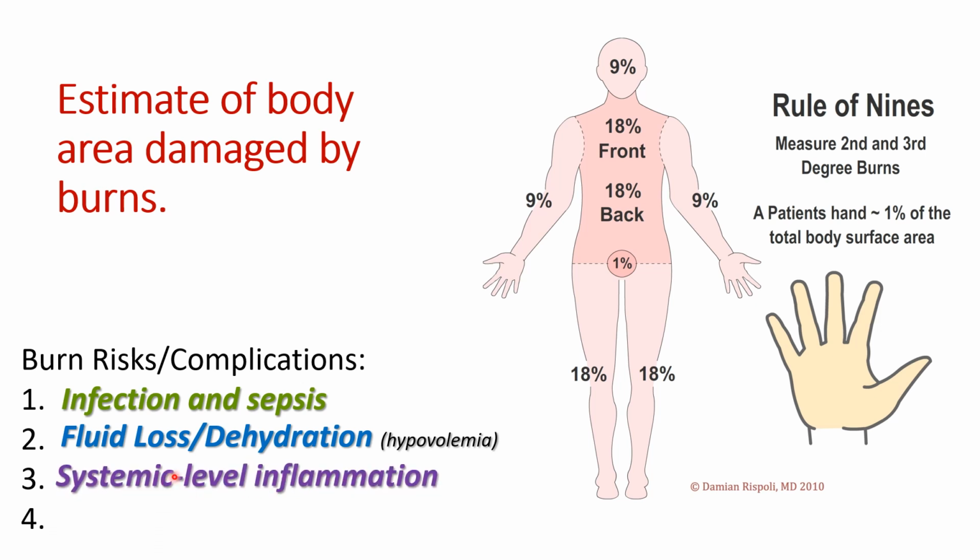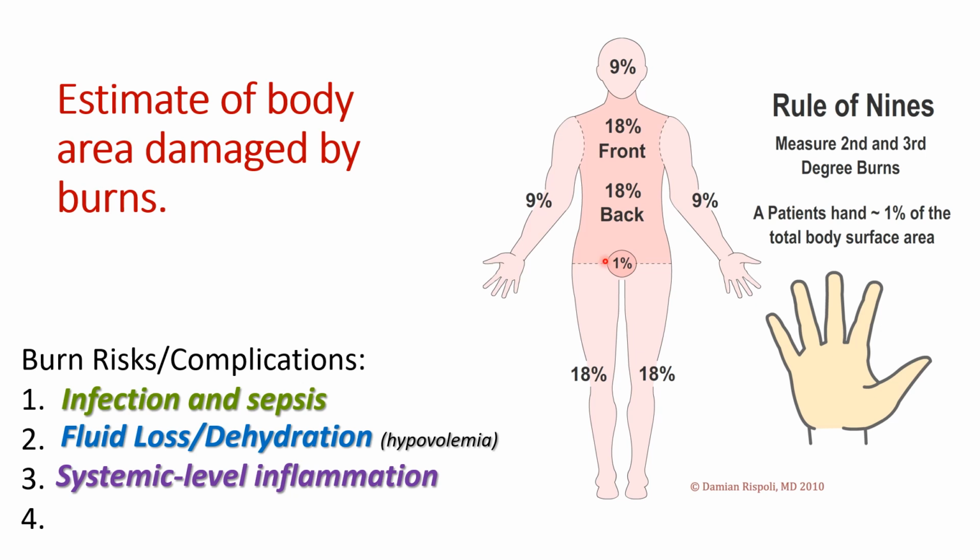Systemic level inflammation. If you think about COVID, when people were dying quite frequently in COVID, they were dying of what was known as a cytokine storm. Cytokines are the inflammatory mediators of cells. Every type of cell out there can secrete cytokines, which can then lead to pain, inflammation, swelling, and so forth and so forth.